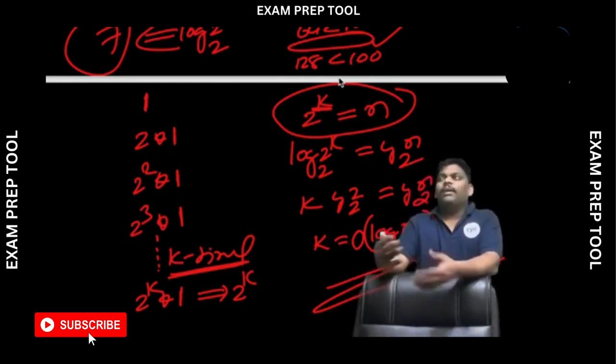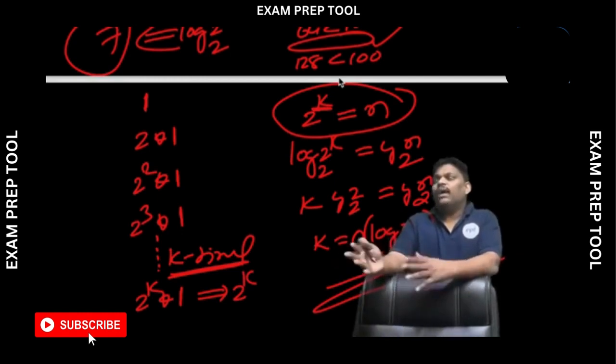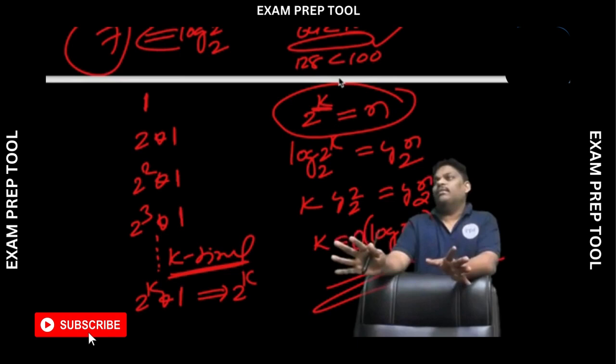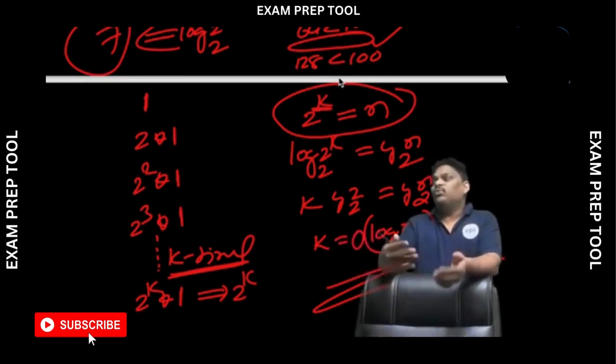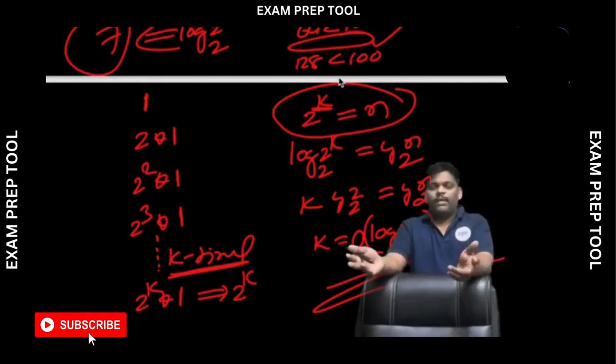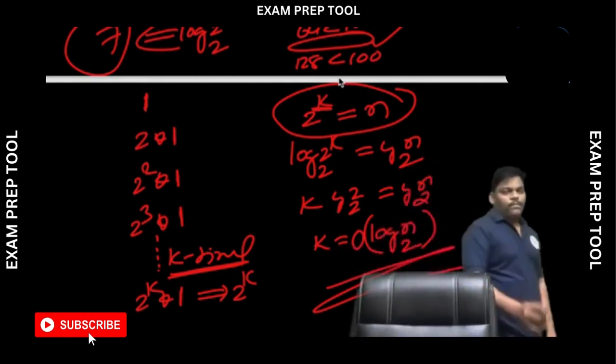I am incrementing. Every time, i is less than n. At some point of time, i is equal to n, where i is 2 power k, because after doing k times, the i value becomes 2 power k. So 2 power k is equal to n. Right? Fine. Like that.